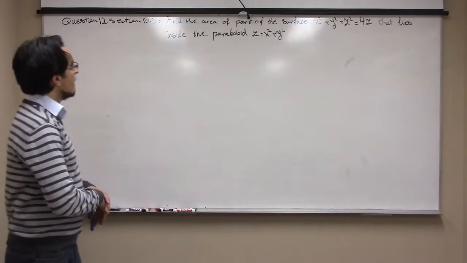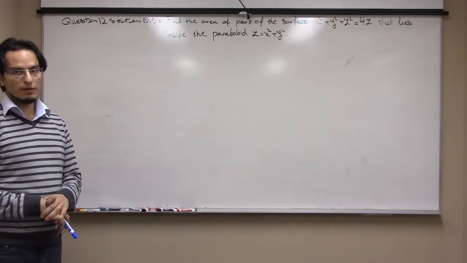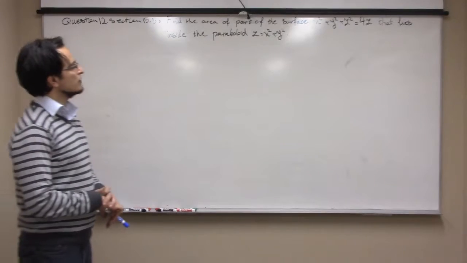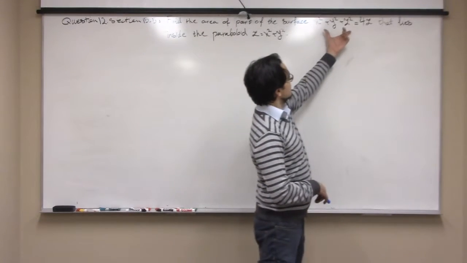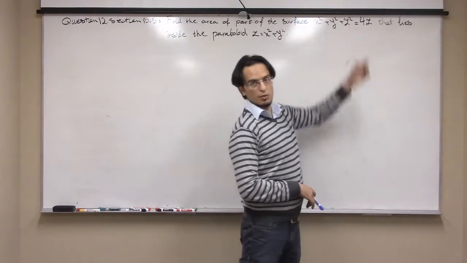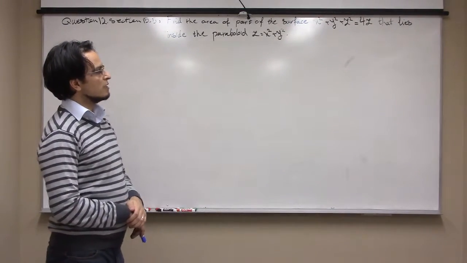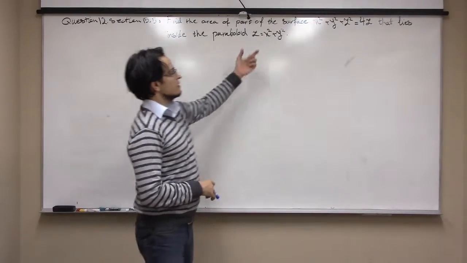Hello, I'm back this time with a question from section 15.5, question number 12, which asks to find the surface area of the part of the sphere given by this equation, x squared plus y squared plus z squared equals 4z, that lies inside this paraboloid given by this equation.